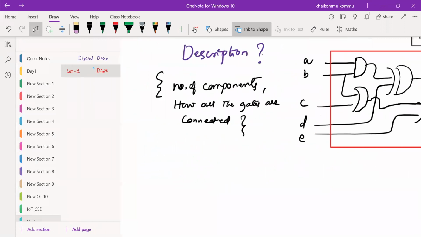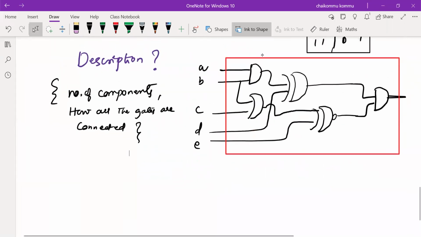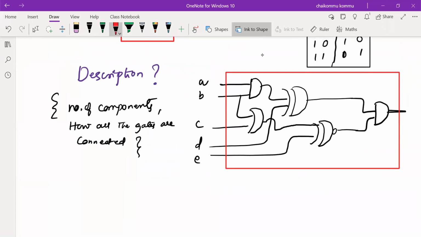See what is happening here. How many gates are there? So n number of gates are there. For example, this is gate 1, gate 2, gate 3, gate 4, gate 5. Five gates are there. Then how all the gates are connected. The output of the first is connected to the input of the next one. The output of the second one is connected to the input of the fourth gate. The primary input, D input, is connected to the third gate input. We have to say how one gate is connected to another gate with the help of wires. So this is called a description.